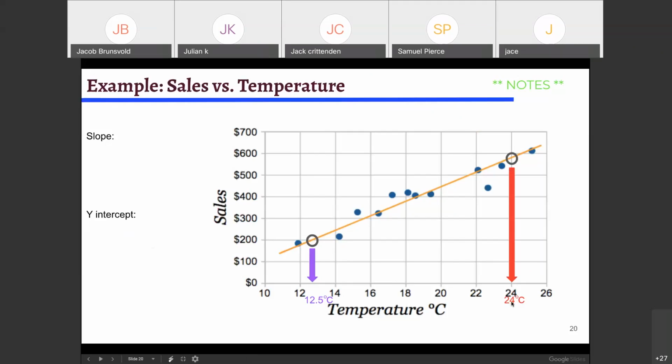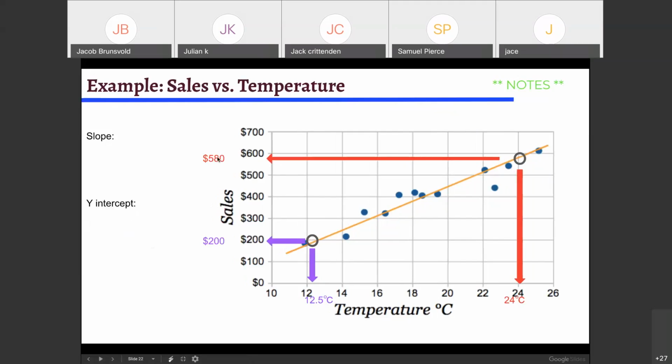And so then 24 degrees Celsius, that's where this point's at. Okay, so now I'm going to follow it over to the y-axis to get my y values. My y values look like they're at 200. And then this one's in between 500 and 600. I think I estimated it at 580.